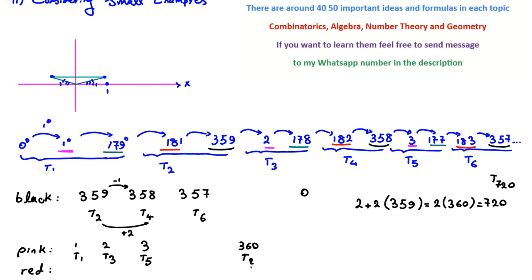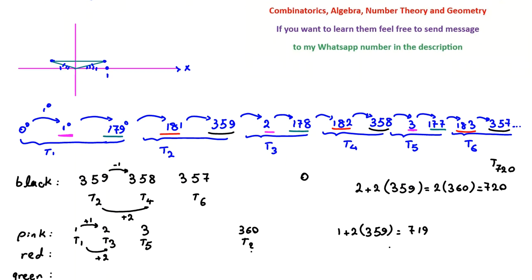We want to see it is T what? Again, when we have plus 1 here, we have plus 2 here. So 1 to 360 is 359. So 1 plus 2 times 359. Okay? So it will be, you can say 2 times 360 minus 1, 719. Okay. Now let's consider red ones.